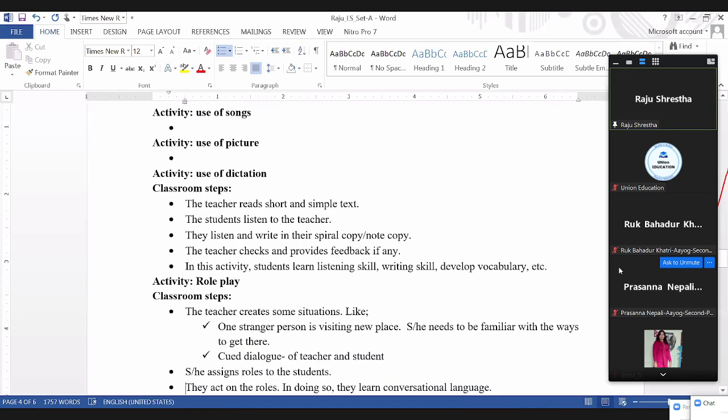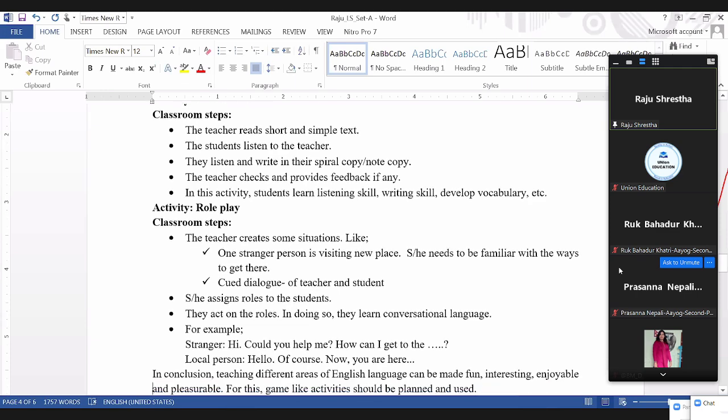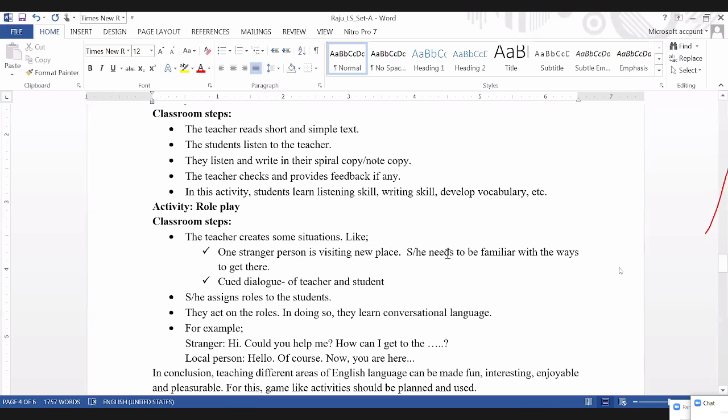So role play also, like classroom steps. The teacher creates some situations like one stranger is visiting a new place. He or she needs to be familiar with the ways to get there. Cue dialogue of teacher and students we can use, like this is the first step, situation. And he or she assigns roles to the students. They act on the roles. In doing so, they learn conversational language.